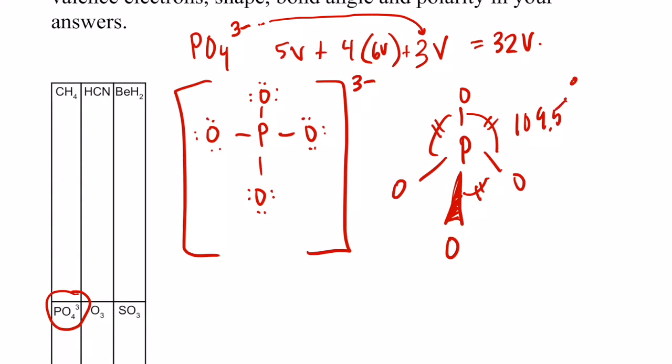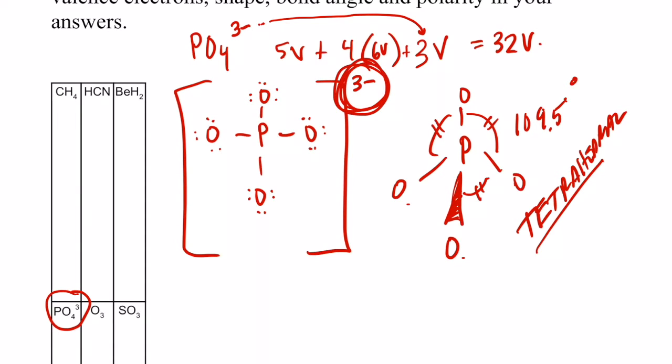Okay? And we call that a tetrahedral shape. Now normally, tetrahedrals, where we have the same atoms bonded to the central atom, normally we'd say they're nonpolar. But since this is an ion, we are going to say that it does have an uneven distribution of electrons, so we would call it polar because it's an ion. Okay?